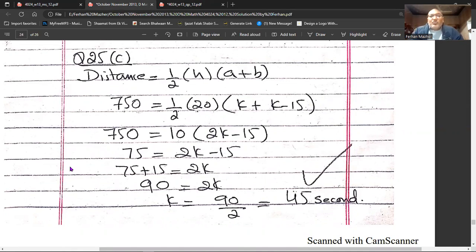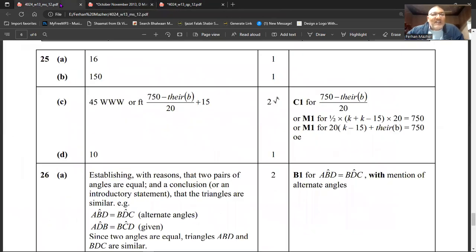So you have 750, and the zeros will be cancelled. 75 equals 2K minus 15. So 75 plus 15 equals 2K. So 90 equals 2K. So K will be 90 by 2, and that will be 45. So the value of K will be 45 seconds.